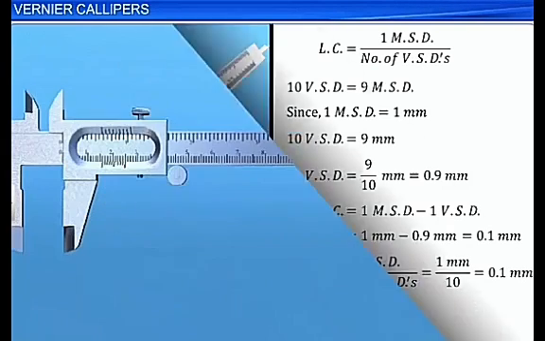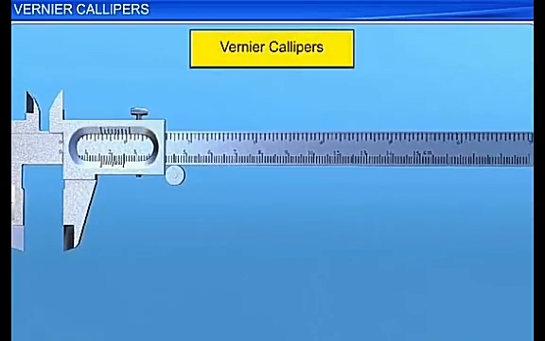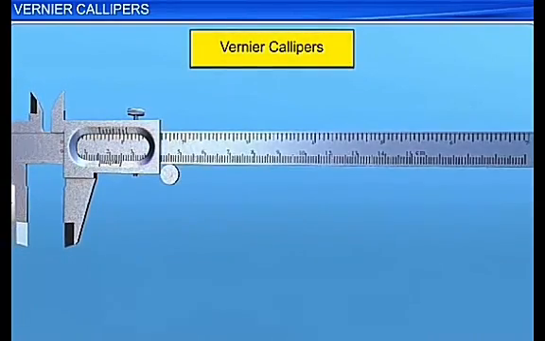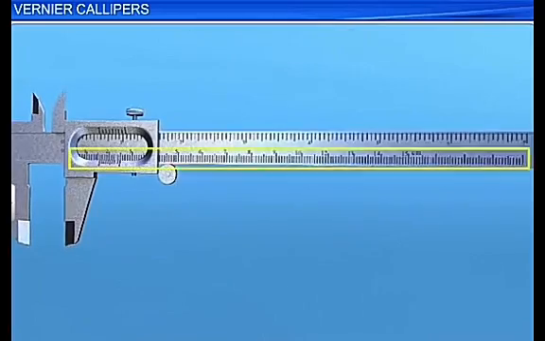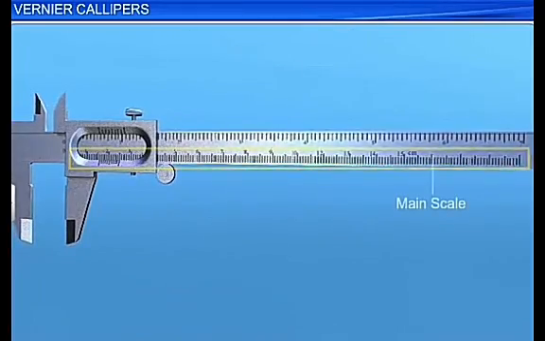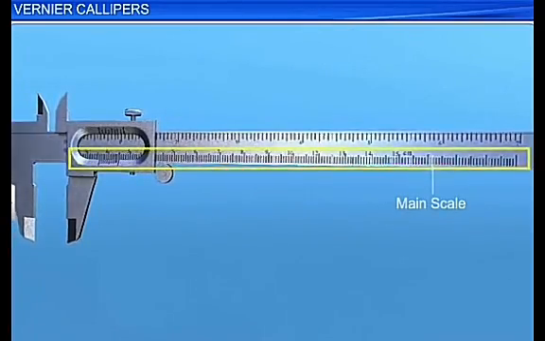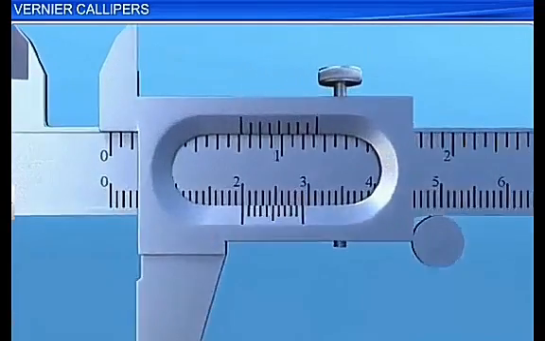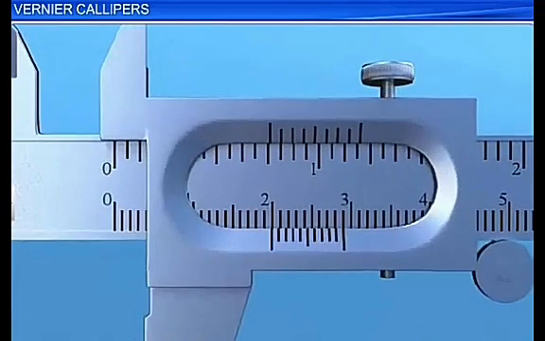Let us now take a look at the vernier calipers. A vernier calipers consists of a long, thin metallic strip called the main scale. The main scale is graduated in centimeter and millimeter. Each division on the main scale is equal to 1 millimeter.